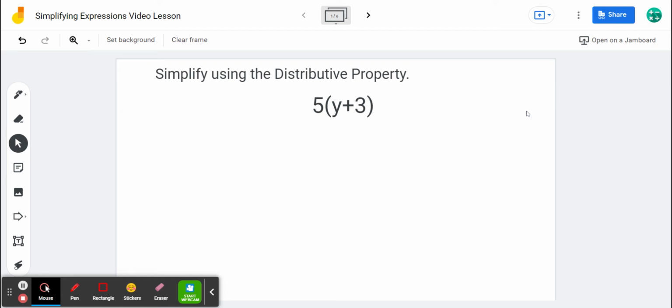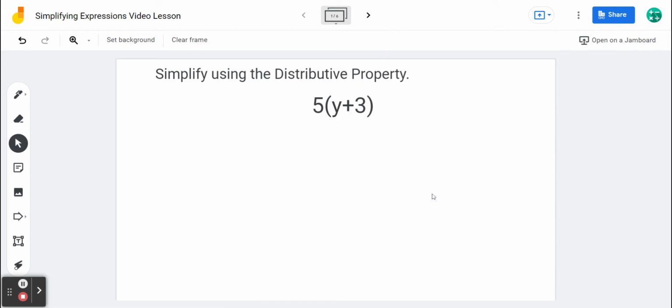In this video, we will be simplifying expressions using two different methods. The first one is a review of the method you learned yesterday, which is called the distributive property. And the second method is the new method for today. So again, we're going to start off by reviewing the distributive property.